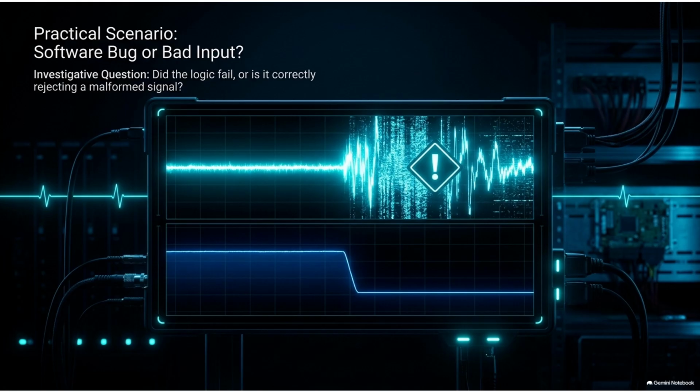Let's look at this in practice. Let's say the vehicle does not brake when it should brake. What we will ask is: did the logic fail, or is the ECU correctly rejecting a malfunction signal? We check the logs. If the input signal is corrupted or has stale timestamps, the ECU is doing the right thing by rejecting it. That's an environment issue, not an ECU software bug. So it's bad input.